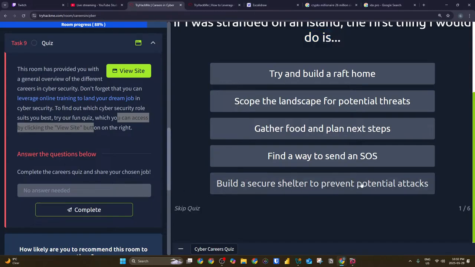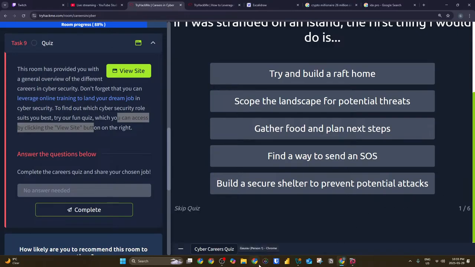Build a secure shelter to prevent potential attacks. I would like to know what your answers would be. I'll just drink some water till then. Any answers from the audience? The promising newcomers in the cybersecurity field. What would be your one? Just type 1, 2, 3, 4, 5, whichever you like, and I will go forward with that.